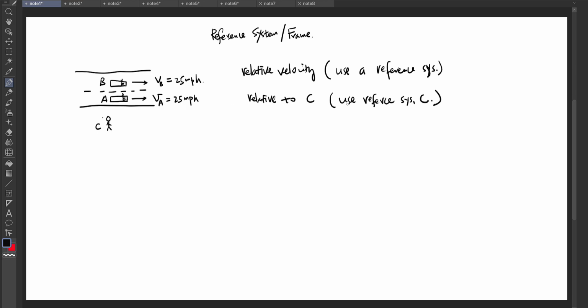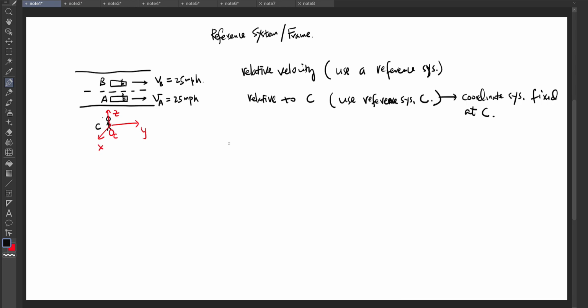So what do I mean by use a reference system? When I say that, I mean we build a coordinate system. Let's say that's X and Y and Z, a three-dimensional system. The origin is right at the person C. Okay, so as OC here. So it implies a coordinate system fixed at C. So the velocity is measured with respect to this origin, OC.